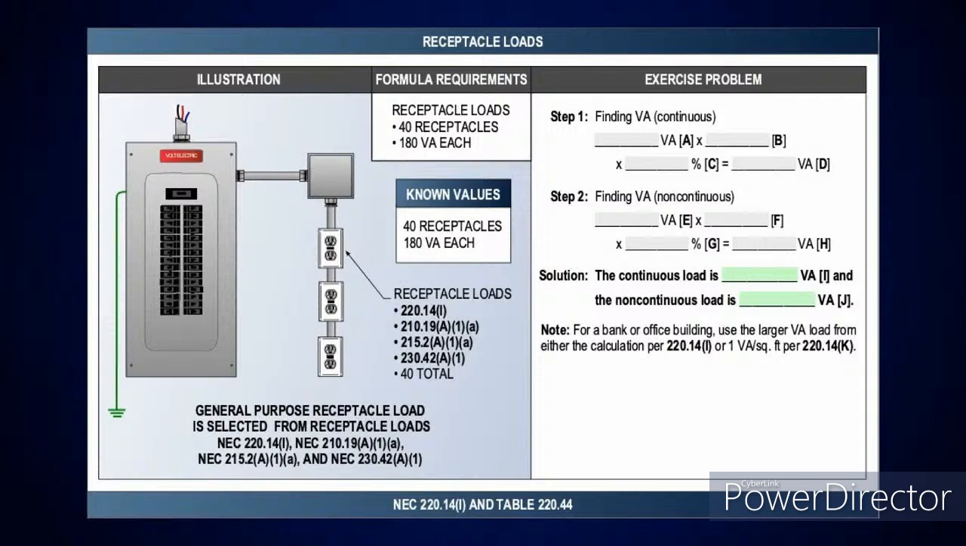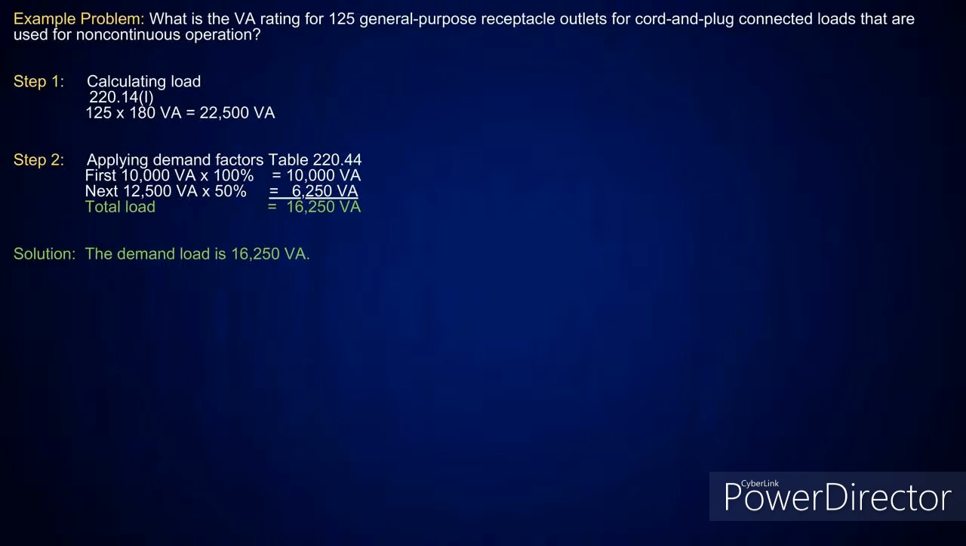So, all right. Now, in here, we've got 40 receptacles. Each receptacle is 180 VA. We're going to have you do the continuous and non-continuous. You should know to just multiply the number by 180, and if it's continuous, add 125%. Now, this is where we're going to look, and this is where you get over 10,000 VA. Okay, and we're going to be looking at table 220.40 in just a minute. But we're going to do a calculation here for 125 general purpose receptacle outlets for non-continuous operations. Okay, so you take the 125 receptacles at 180 VA, which gives me 22,500 VA.